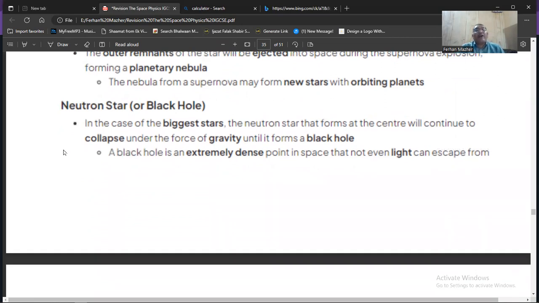Neutron star or black hole. In the case of the biggest stars, the neutron star that forms at the center will continue to collapse under the force of gravity until it forms a black hole. A black hole is an extremely dense point in space that not even light can escape from.